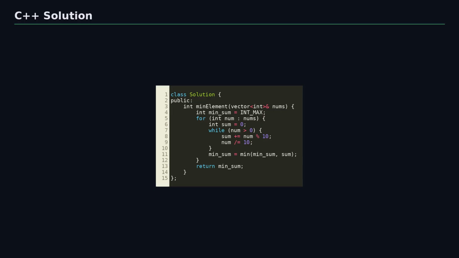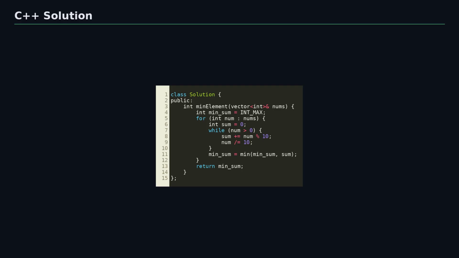Now, let's look at the code that implements this solution. We have a class called Solution, with a method called minElement that takes a vector of integers as input. Inside this method, we initialize a variable called min_sum to positive infinity. We then iterate through each number in the input array using a for loop. For each number, we calculate the sum of its digits using a while loop.